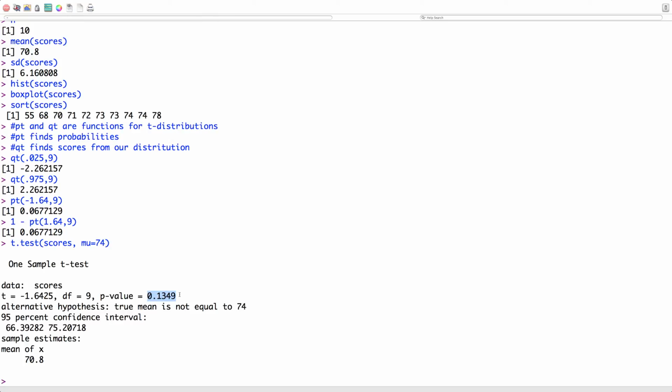So that's cool. The alternative hypothesis is we tested not equal to, which is what we wanted, and you can see that our confidence interval is hopefully dead on for what we did. So yeah, it's pretty close.